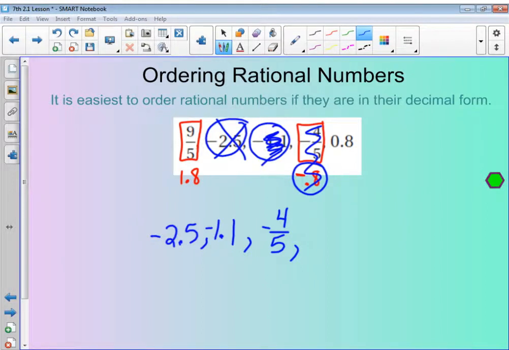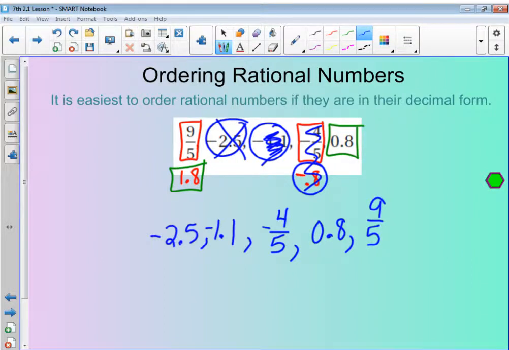I'm now left with 0.8 and 1.8. Now these are positive numbers, so I'm going to go ahead and work off of those positive numbers. What would be my smallest of those two numbers? Well, it would be 0.8. And then lastly, it would be 1.8, which was originally 9/5. Okay, so that's working with ordering rational numbers.